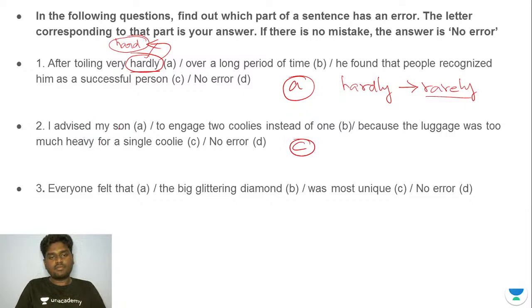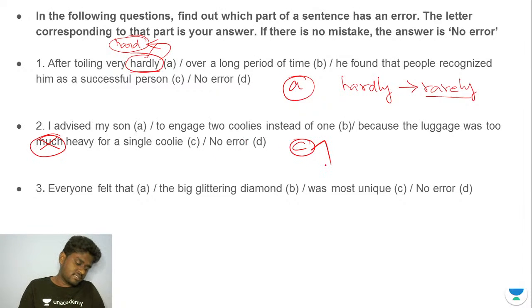It should be: I advise my son to engage two coolies instead of one because the luggage was not too much heavy. Normally, too much is used for money or emotions, but here it should be like the luggage was too heavy. It should not be too much heavy. So much should be removed here, right? It should be: because the luggage was too heavy for a single coolie. So the error is with part C.